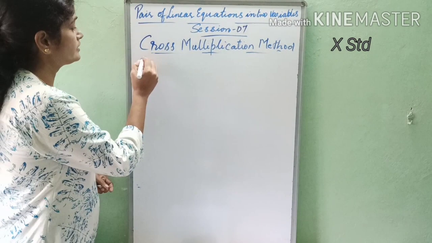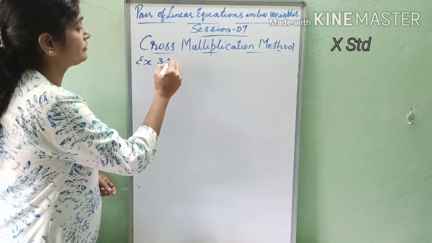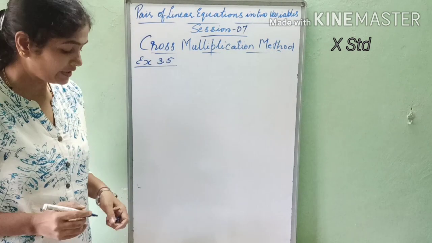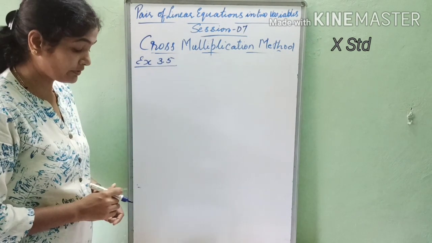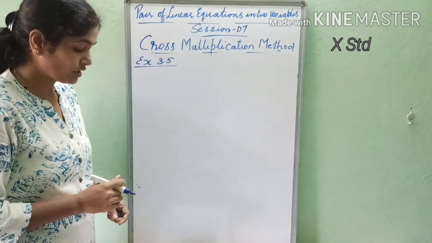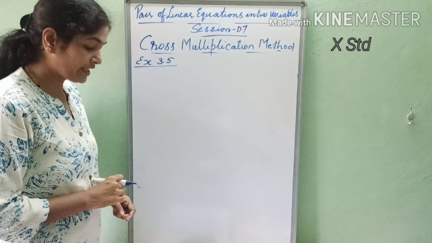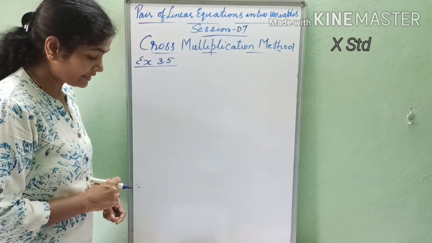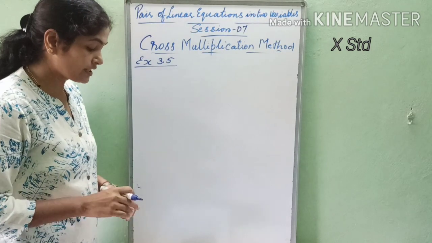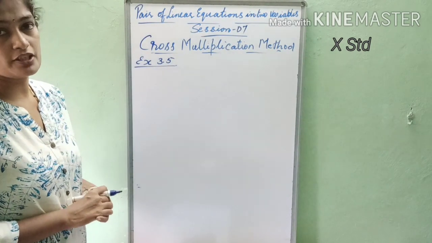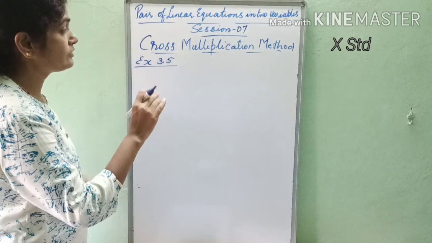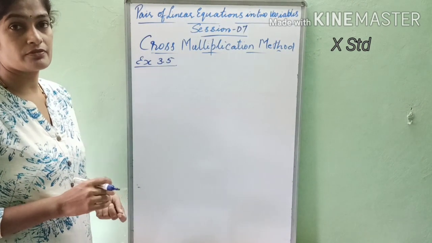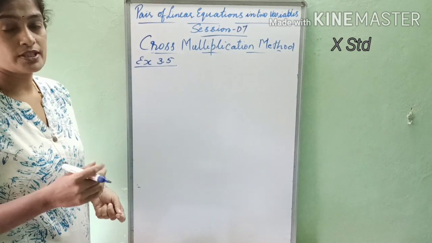Now let's start exercise 3.5. So what does the first problem say? Which of the following pairs of linear equations has a unique solution, no solution, or infinitely many solutions? In case there is a unique solution, find it by using the cross multiplication method, they have said.